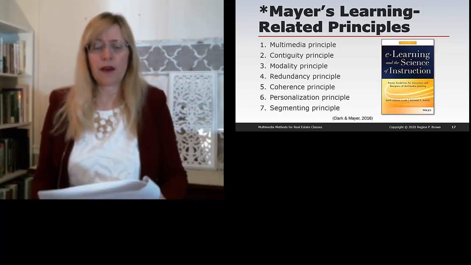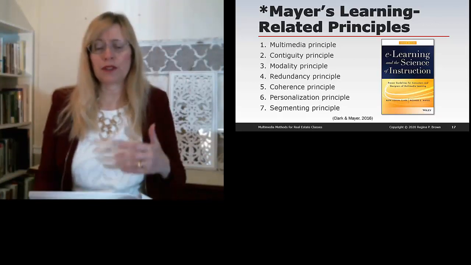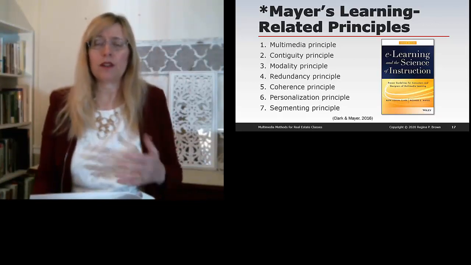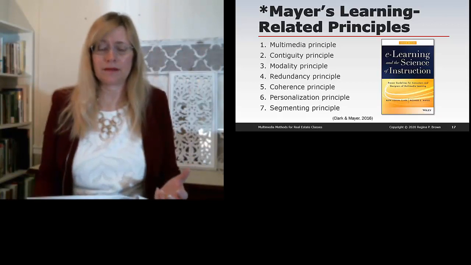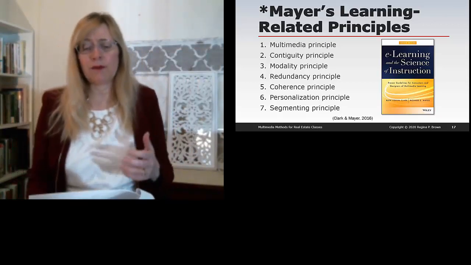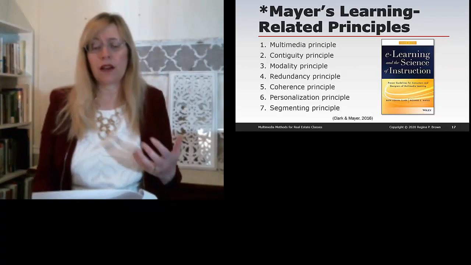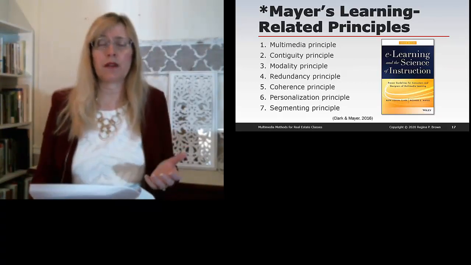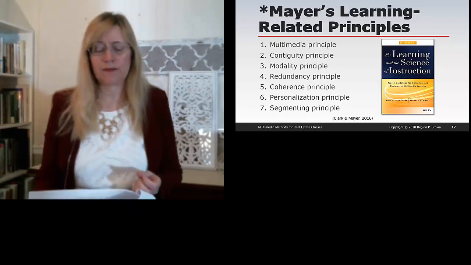The third is modality principle. That means to present words as audio narration rather than on-screen text. The fourth is the redundancy principle, which means explaining visuals with words in audio or text, but not both simultaneously.